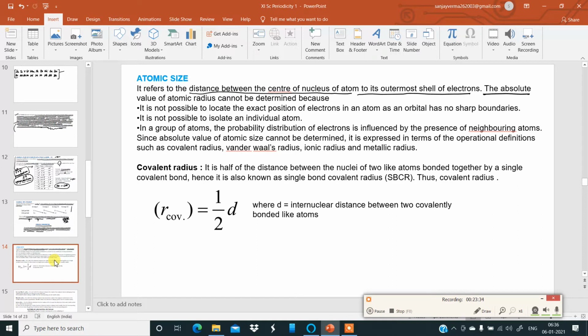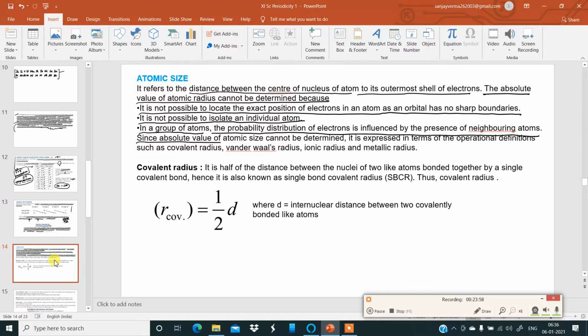The absolute value of atomic radius cannot be determined because it is not possible to locate the exact position of the electron in an atom, as an orbital has no sharp boundaries. It is not possible to isolate an individual atom as well. In a group of atoms, the probability distribution of electron is influenced by the presence of neighboring atoms. Since absolute value of atomic size cannot be determined, it is expressed in terms of the operational definitions such as covalent radius, Van der Waals radius, ionic radius, and so on.